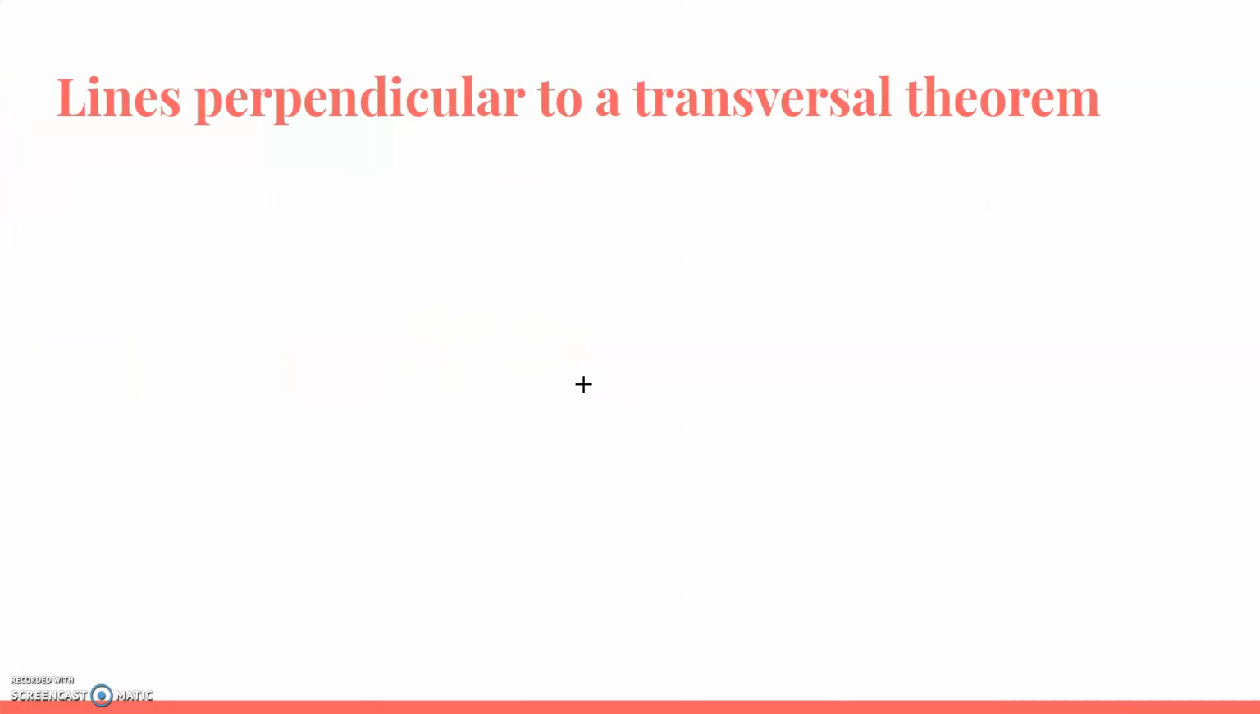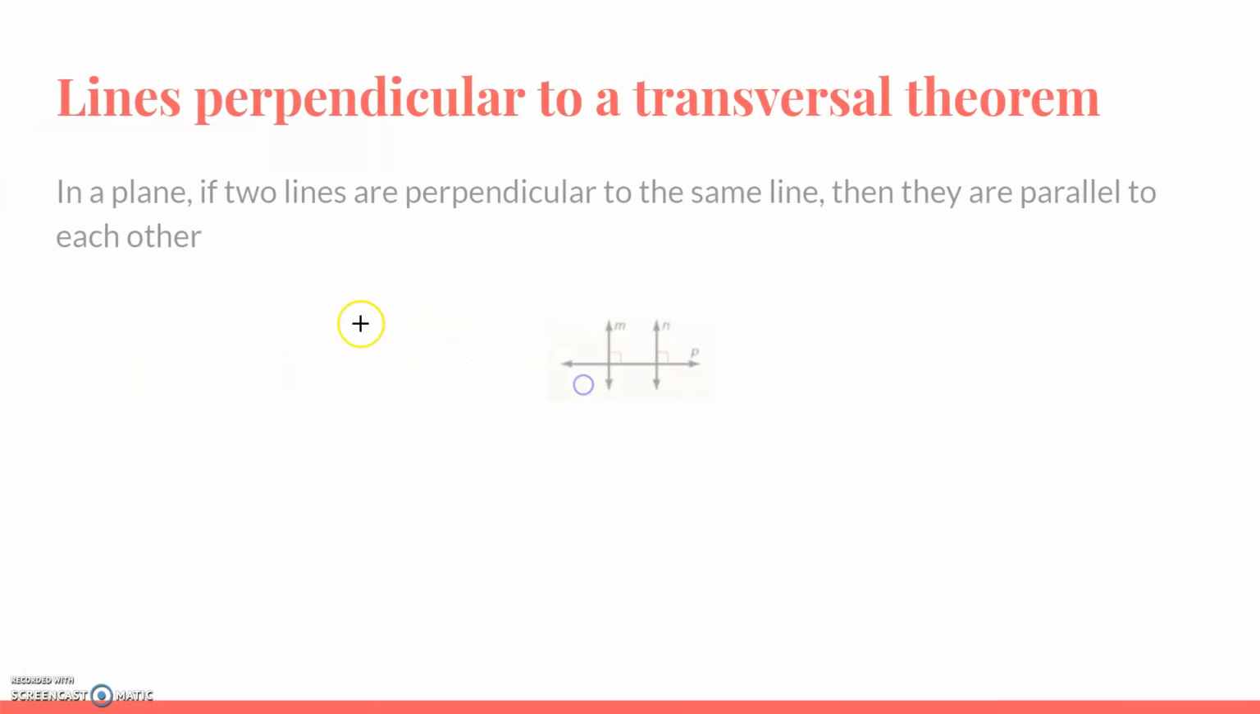Alright, the lines perpendicular to a transversal theorem. In a plane, if two lines are perpendicular to the same line, then they are parallel to each other. As you can see here, lines M and N are both perpendicular to line P, so therefore lines M and N are parallel.